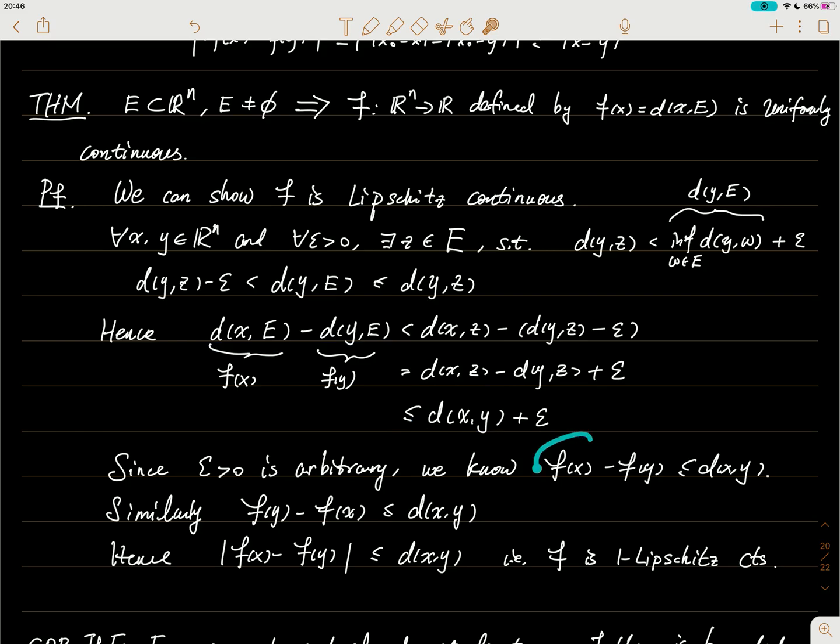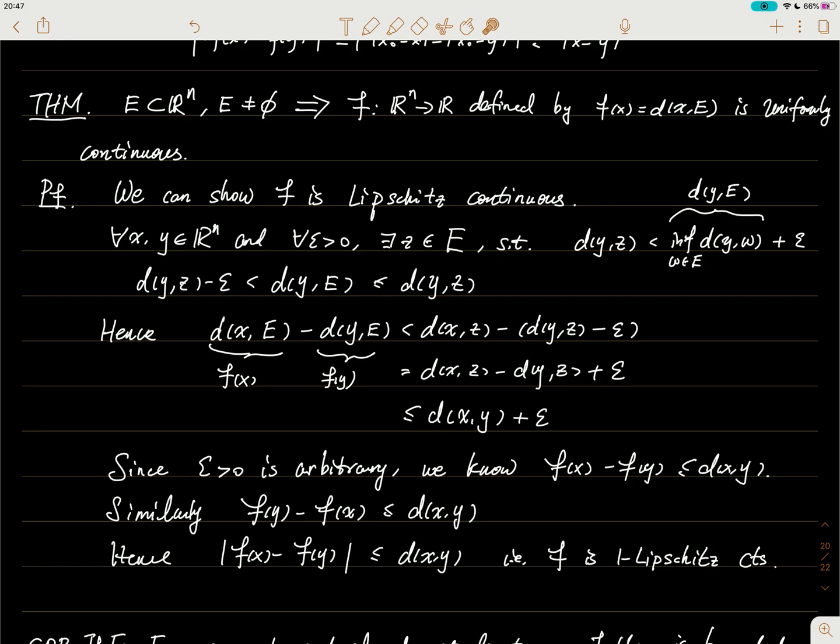Okay, that's why this is less than or equal to this. But notice that by the definition of f, this is just f of x, this is just f of y, so I show that f of x minus f of y is less than or equal to d(x,y). Remember that x and y are arbitrarily chosen, so f of y minus f of x is also less than or equal to that.